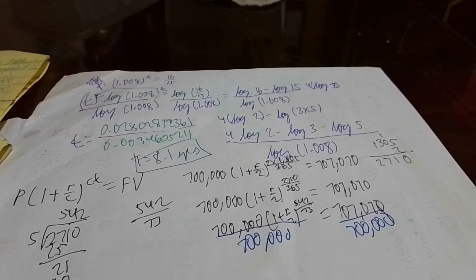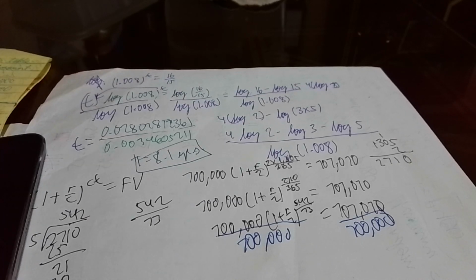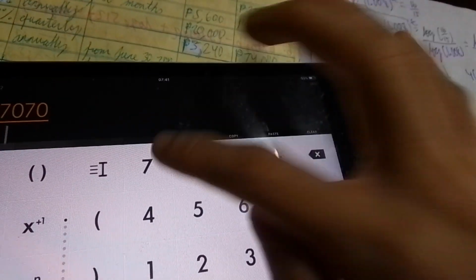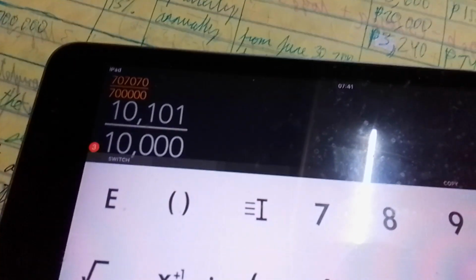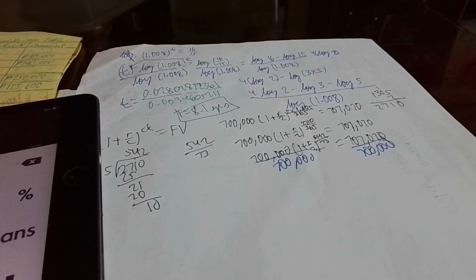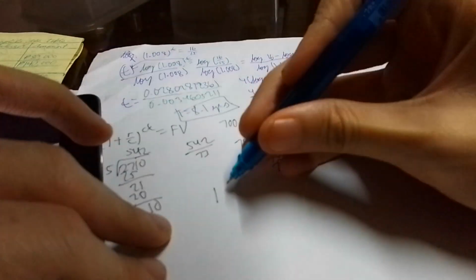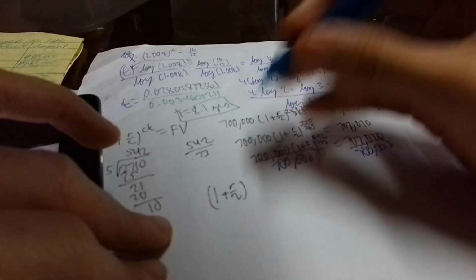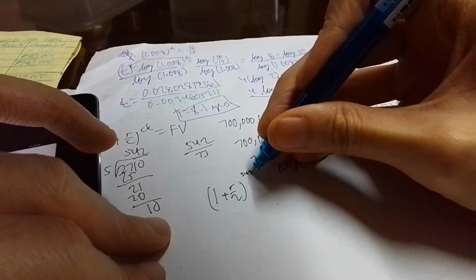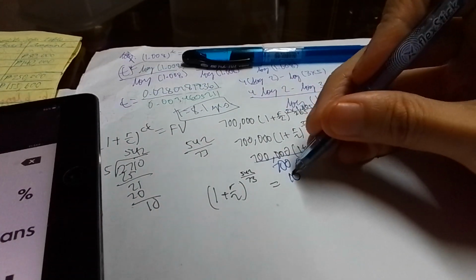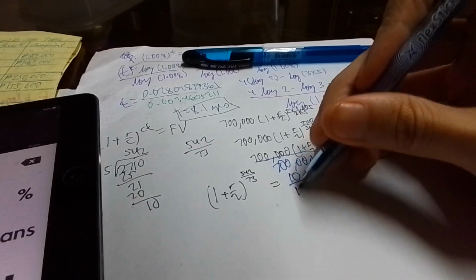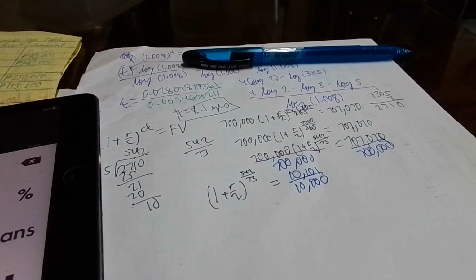Let's do it on a calculator so you won't have difficulty. Getting your calculator, you should have something like this. We divide by 700,000. And you should get 10,101 over 10,000. So therefore, on the left-hand side, you have 1 plus R divided by 2 raised to the 542 over 73 power is equivalent to 10,101 over 10,000. Now, what's the next step?